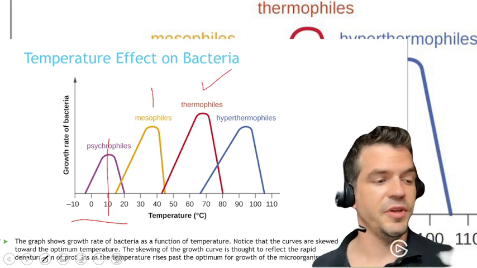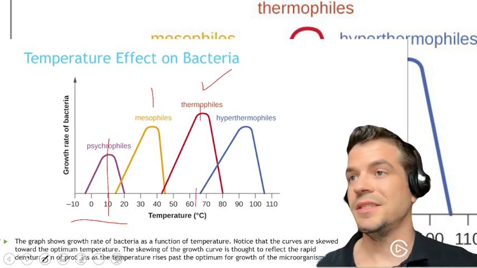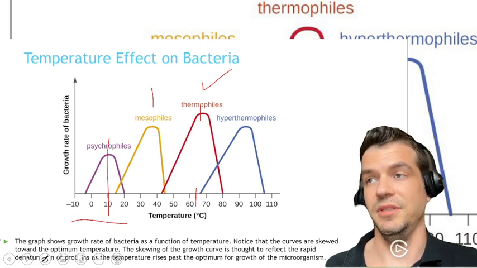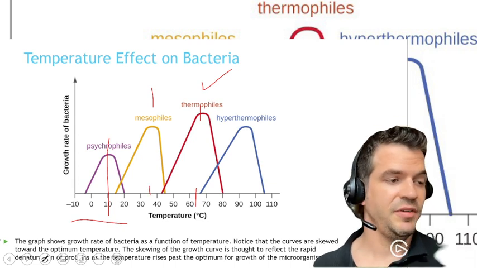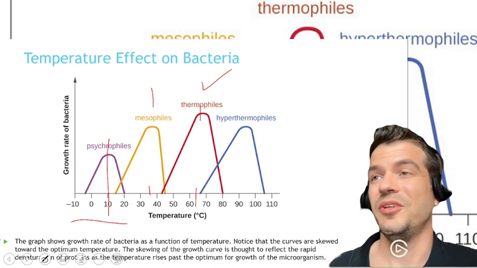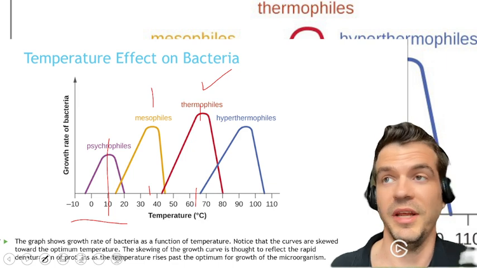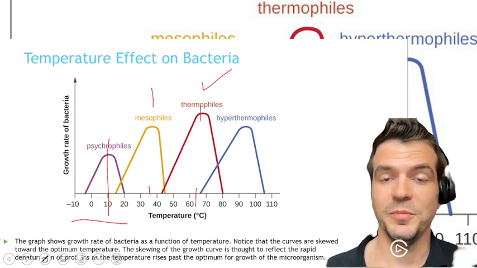Thermophiles. If we look at the top of our graph, 65 degrees Celsius. Body temperature is 37, which is where our mesophiles love. So 62, 67 degrees is super hot. Those are the ones that live down near those springs.